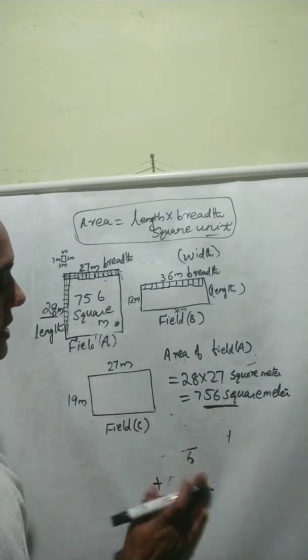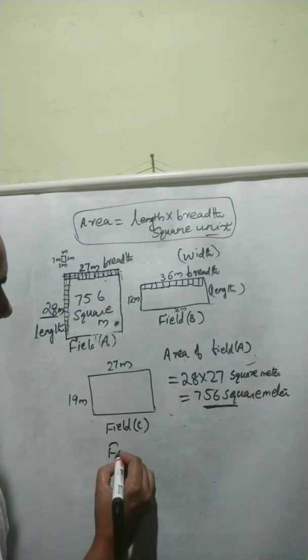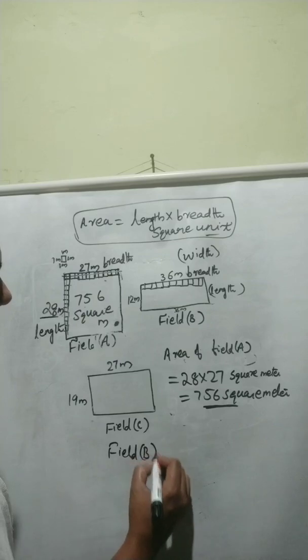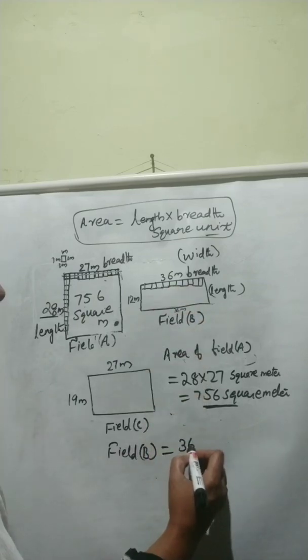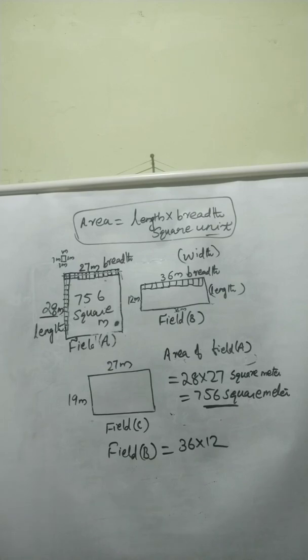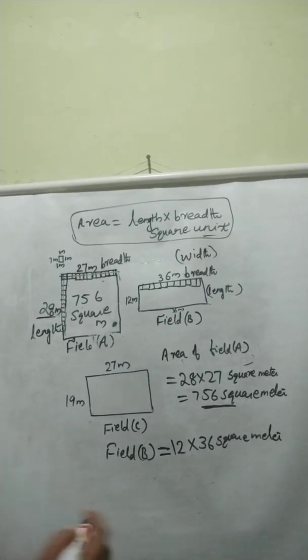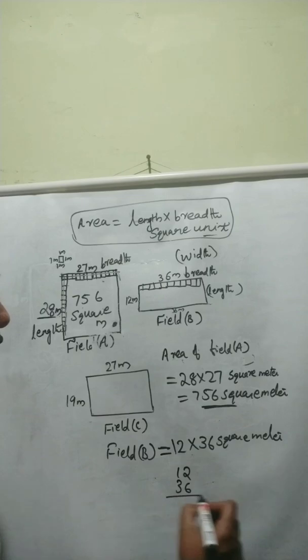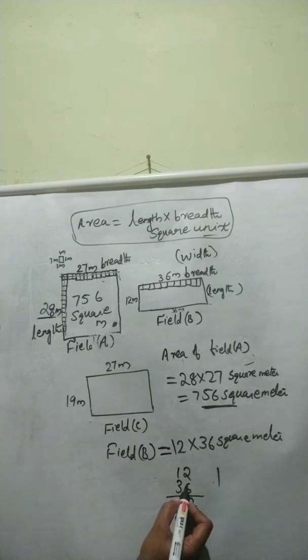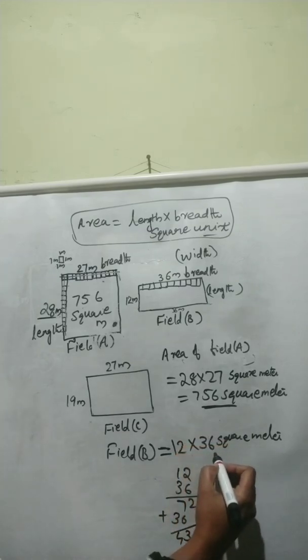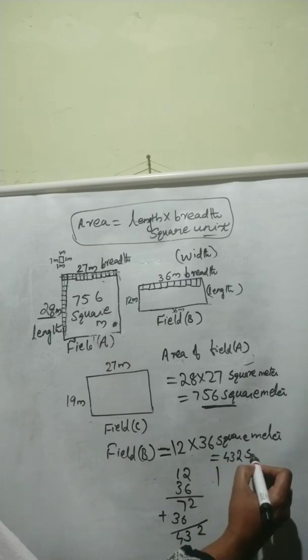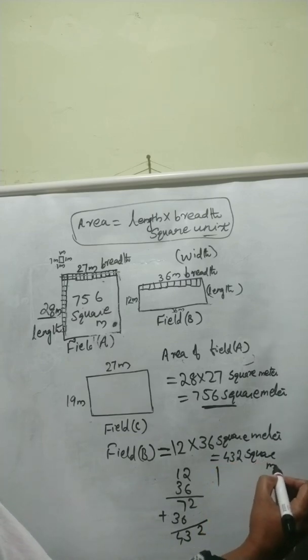Then next case, field B. How can we find out? We need to multiply 36 and 12. So we can multiply 12 and 36. 2 6s are 12, 2 will be there. Then 7. Then 3 times 12, that is 36. We have to add this 2. Then 13, 432. So we can write 432 square meter.